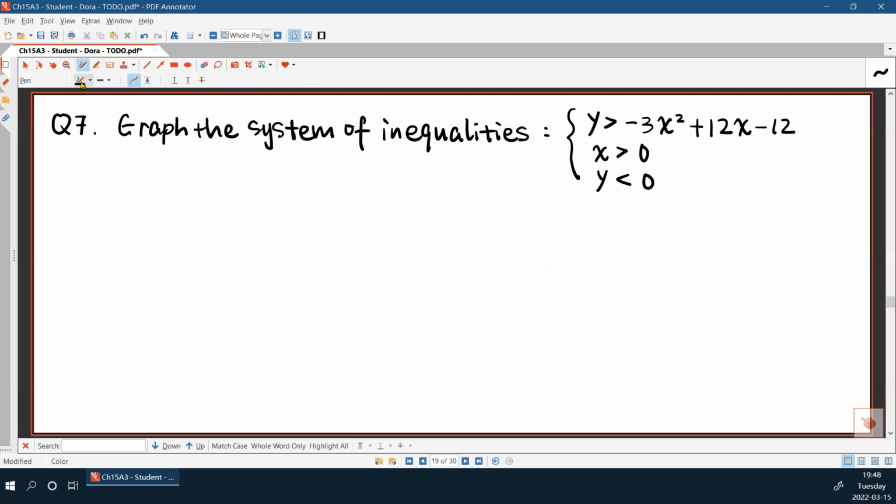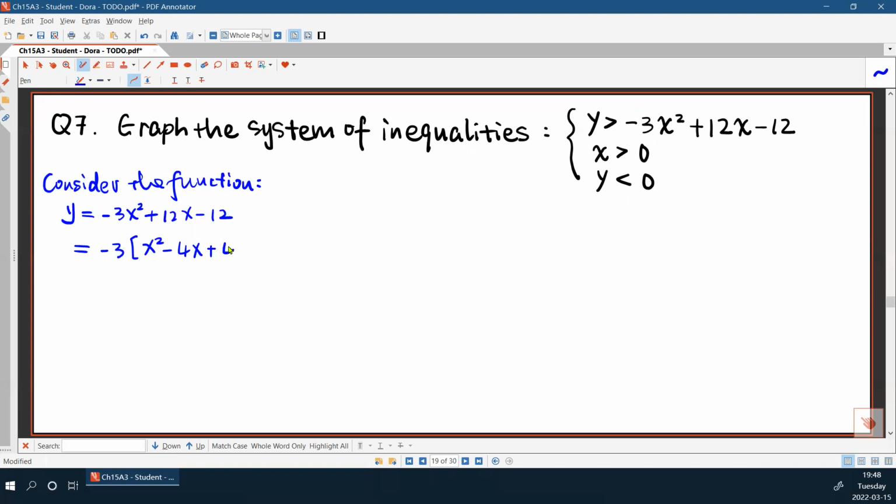Okay, so for the first inequality, we can consider the corresponding function. Let's consider the function y equals -3x squared plus 12x minus 12, right? Again, in order to better sketch it, we need to transform it to the vertex form, which is -3 times (x squared - 4x + 4), right? Okay, again, this is not very difficult to see. It's actually -3 times (x minus 2) squared, right?